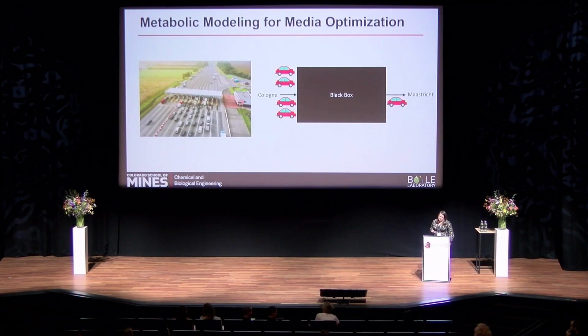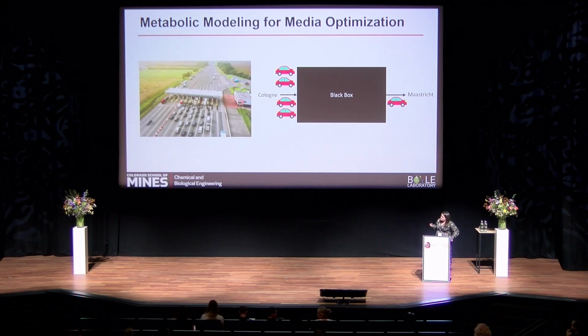One of my favorite analogies for metabolic modeling is a traffic map. If you want to get from point A to point B, you Google the map, right, and it will tell you how to get there. When we're looking at metabolic modeling for media optimization, instead of looking specifically at the traffic pattern, it's more like thinking of a tollway. We really only care about how the cars come in at the beginning and leave at the end.